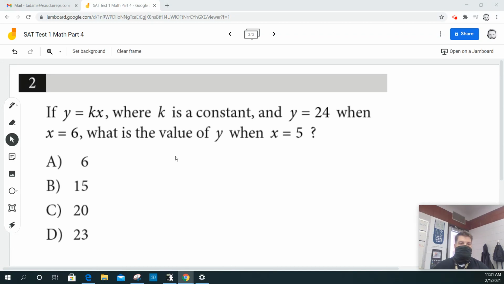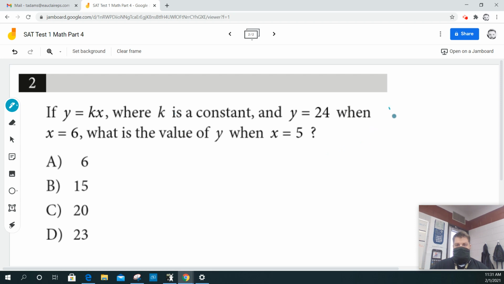All right, so it says if y equals k times x, where k is a constant and y equals 24 and x equals 6, what's the value of y when x equals 5? So what they're doing is they're giving us some clues to figure out what k is.